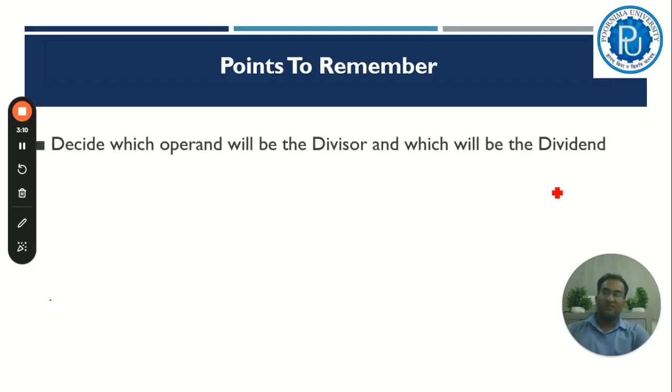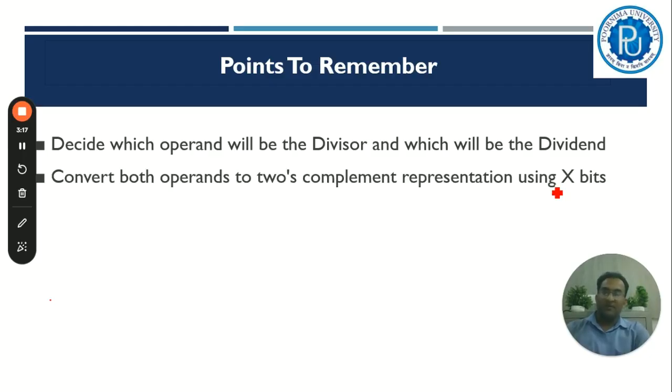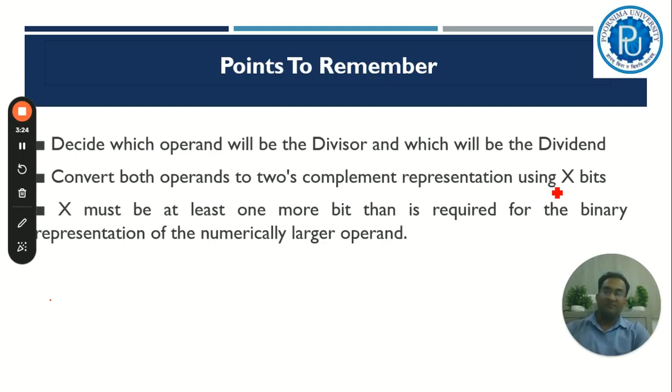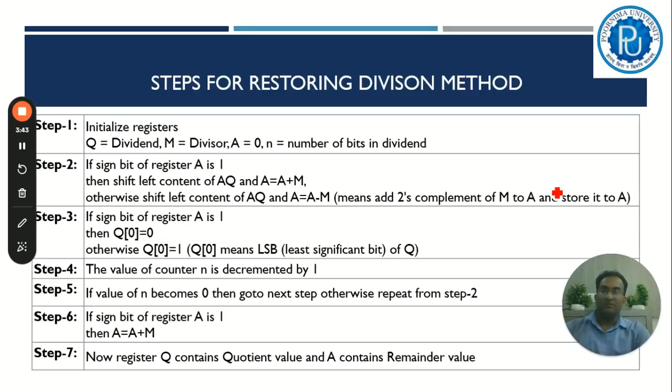Points to remember is that first of all we have to decide which operand will be the divisor and which will be the dividend. This will be as per the question. Then we have to convert both the operands to 2's complement representation using x bits. The point regarding the x bits is that x must be at least one more bit than is required for the binary representation of the numerically larger operand. So these are the 3 points which we have to take into consideration before beginning the division algorithm.